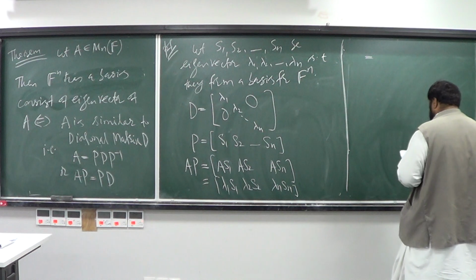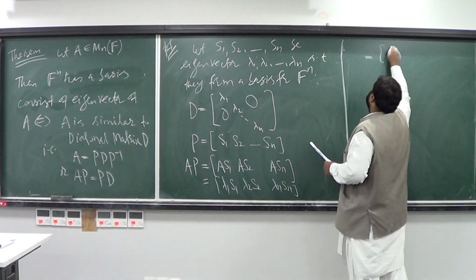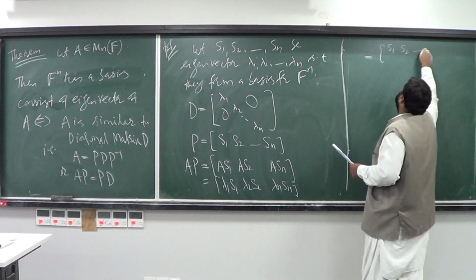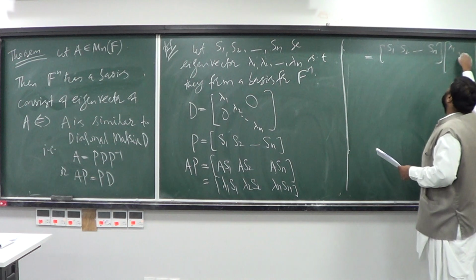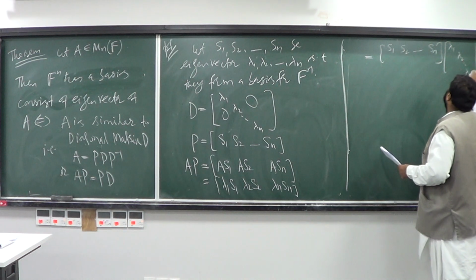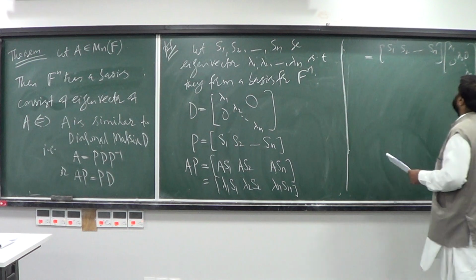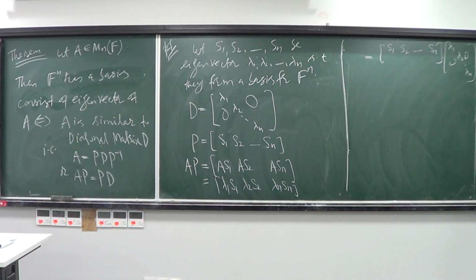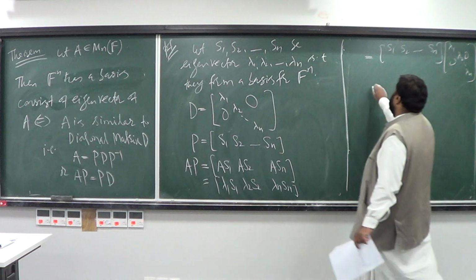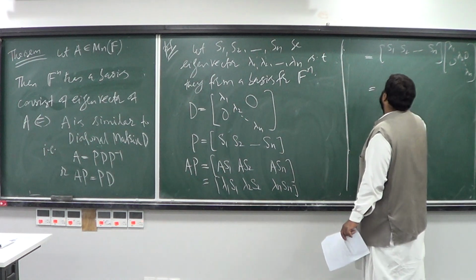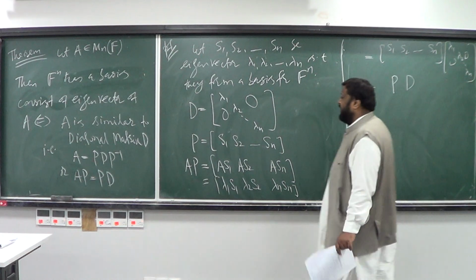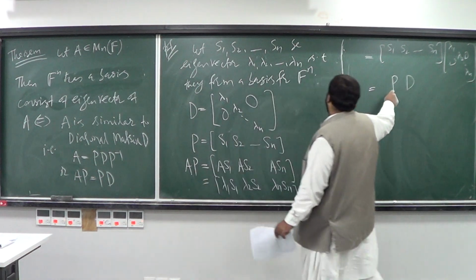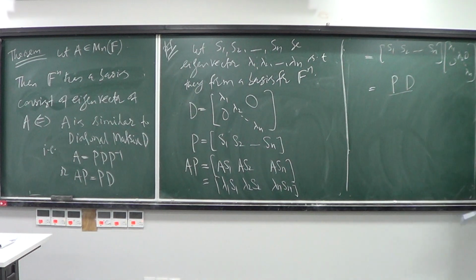This is equal to taking the matrix S1, S2, Sn and multiplying it with the diagonal matrix lambda 1, lambda 2 up to lambda n, with 0 here and 0 here. If this is the case, you get the matrix P here and D here. So this shows that AP is equal to PD. In other words, A is similar to a diagonal matrix D.